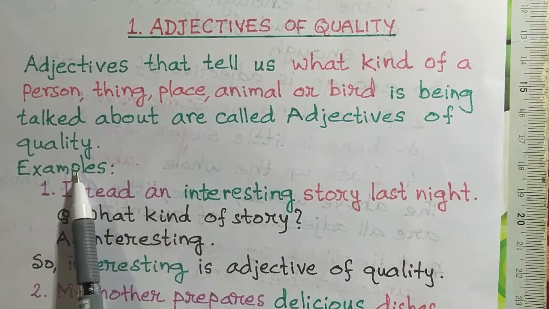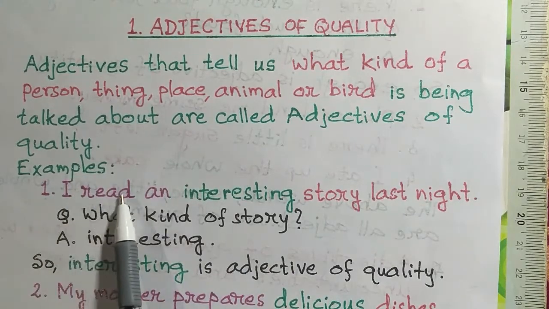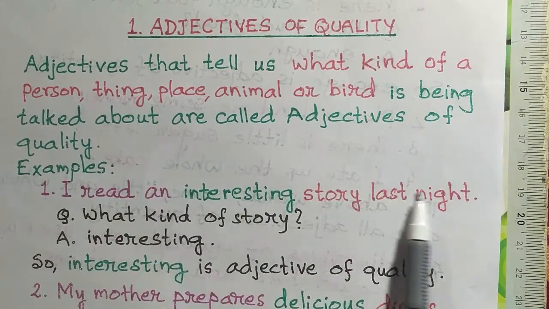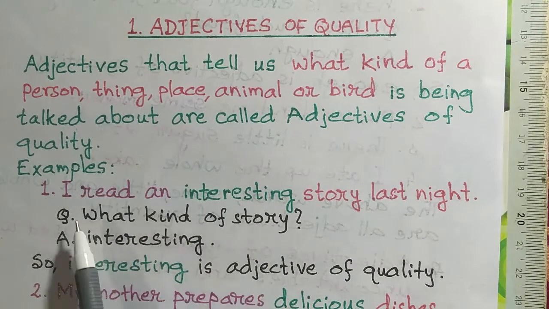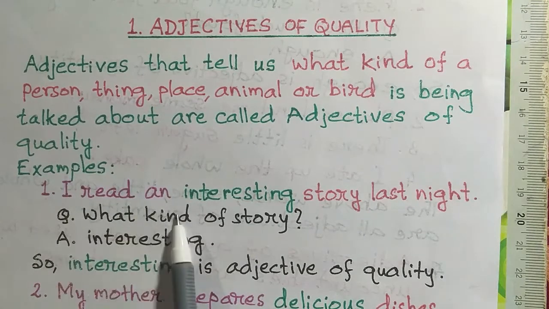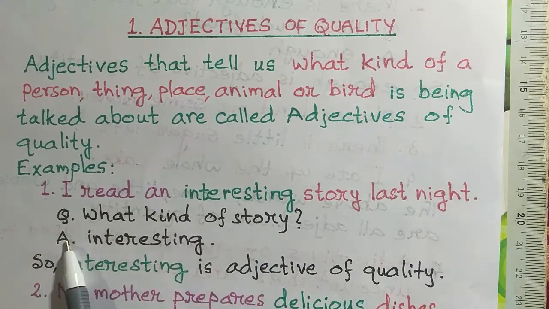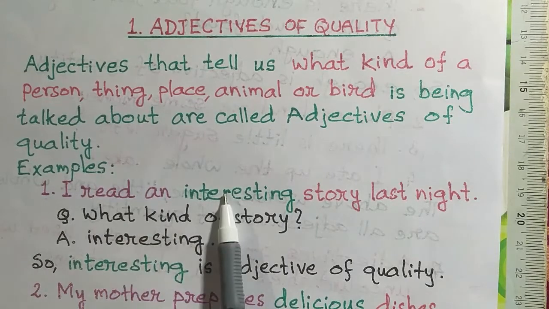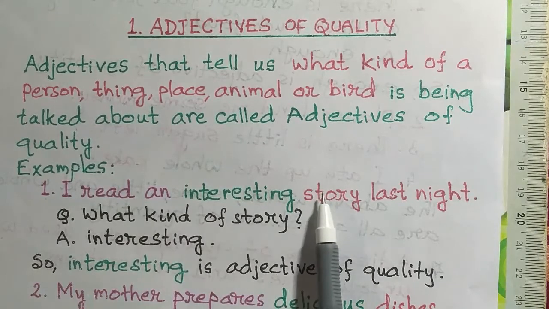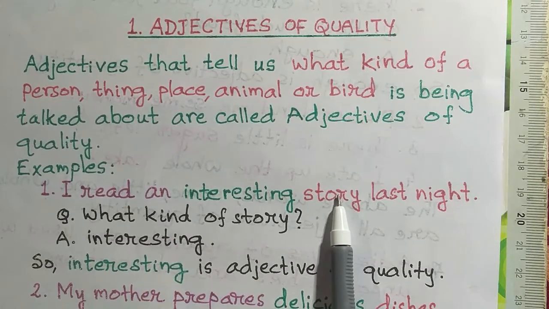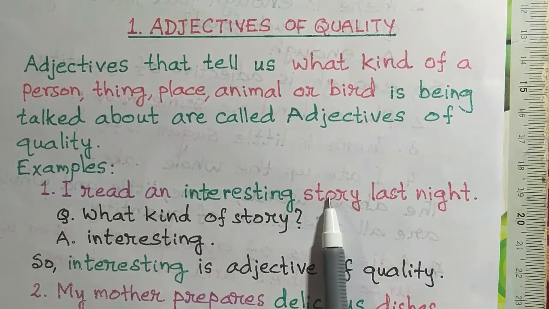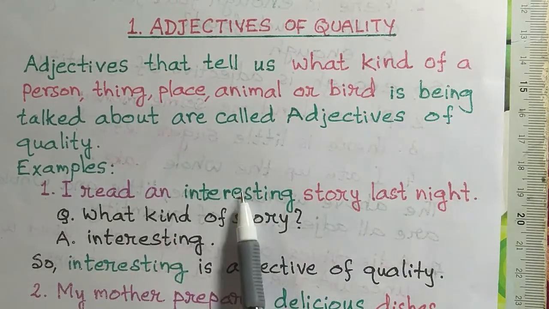For example, 1. I read an interesting story last night. So we can ask a question, what kind of story? The answer is interesting. It means this word interesting is the adjective here because it is giving information about the noun story. It is qualifying the noun story. Therefore, interesting is the adjective here in this sentence.